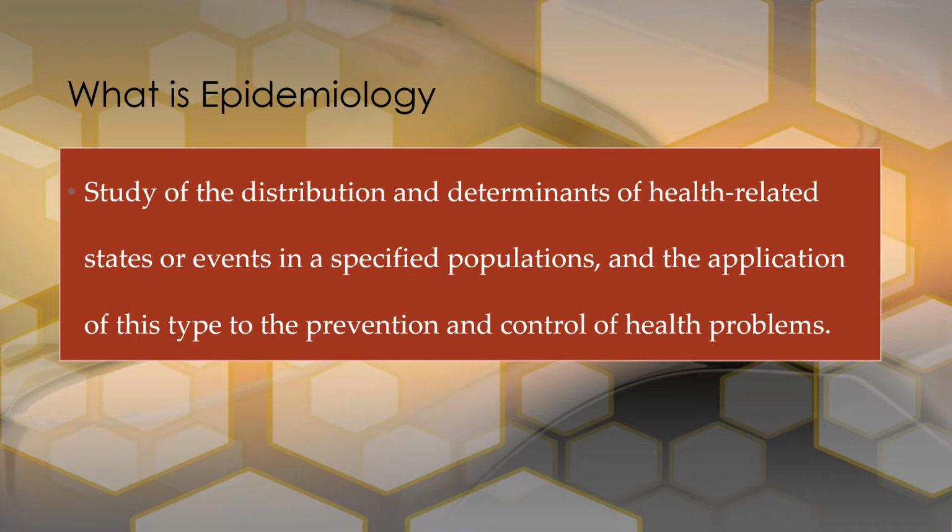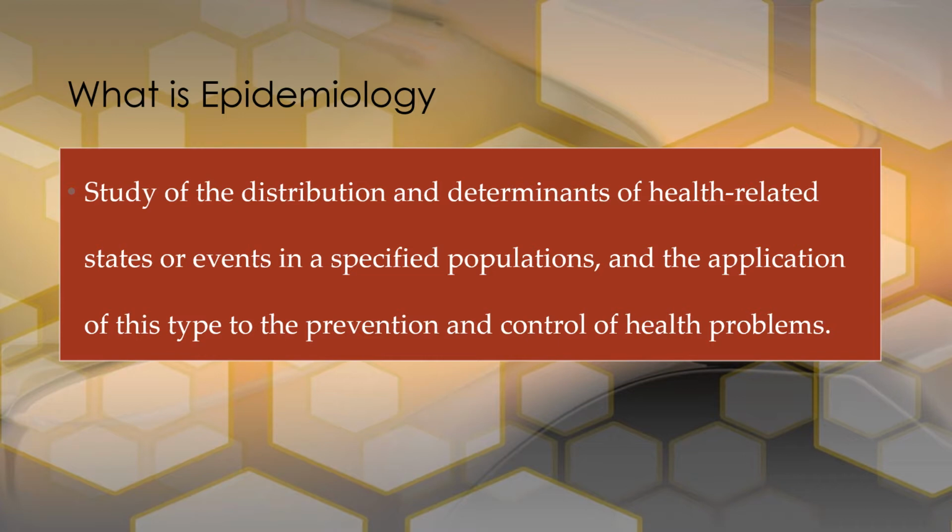So when we talk about epidemiology, this refers to the study of the distribution and determinants of health-related states or events in a specified population and the application of this study to the prevention and control of health problems. We are always referring to the population affected, like how many people are affected with this and that, and what are the possible determinants, like the risk factors. Is there something special about a specific age group that predisposes them to a specific health concern?